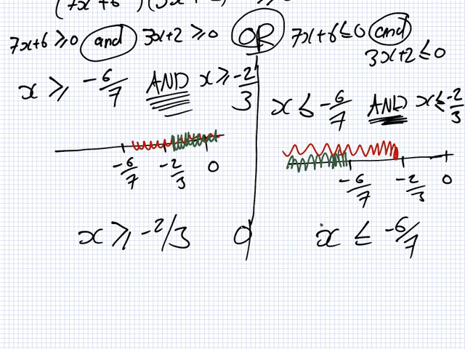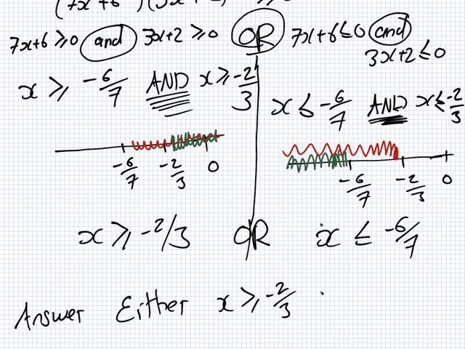And there's an or here. So the answer is either x is bigger than or equal to minus 2 over 3 or x is smaller than or equal to minus 6 over 7. Okay, that's one way to do it. I said I'd show you two ways, so we'll have a look at the second way in a moment now.